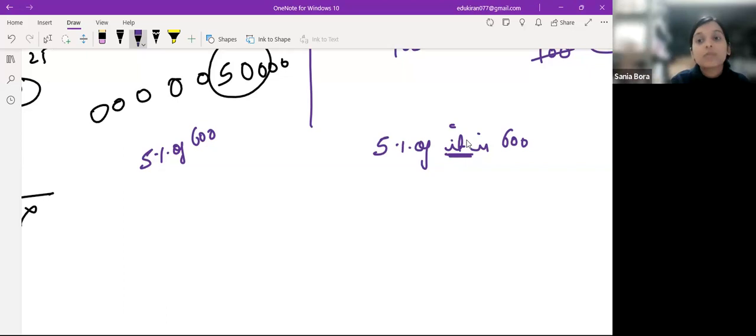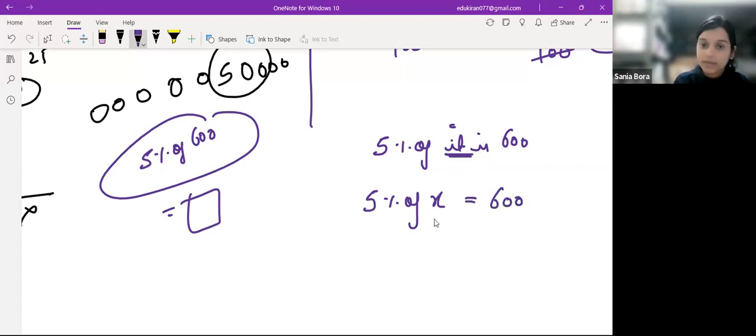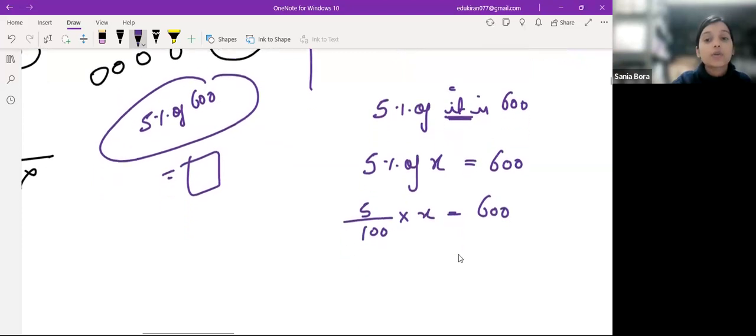Over here you are finding 5% of 600 is this, but they have given the answer now and you don't know of what. So you will write 5% of what? You don't know what, so you will write x, equals 600. So 5% means 5 upon 100 multiplied by x equals 600. From here, you have to find the value of x.